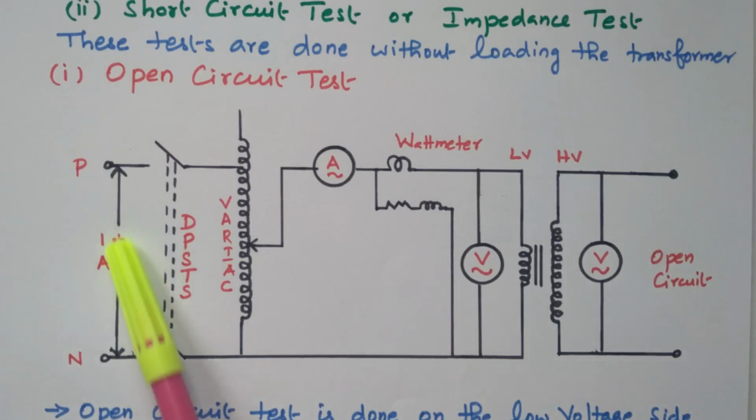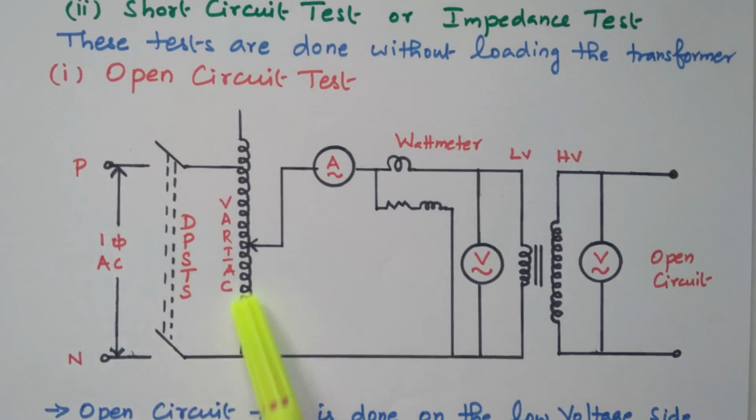So this is a single phase supply available, phase and neutral. It is connected through the DPST switch, and the variac is available in order to vary the input voltage given to the transformer. A variac is nothing but an autotransformer. Here we have an ammeter, wattmeter and voltmeter.